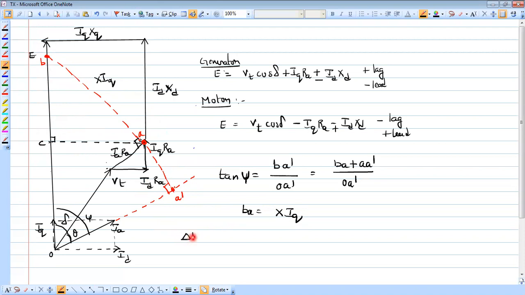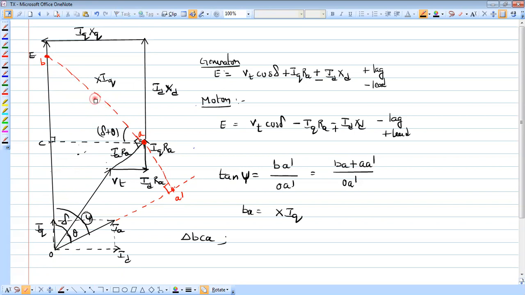So from triangle BCA, what is this angle? This CA is a line perpendicular to E, right? It is perpendicular to E, CA. And this BA is a line perpendicular to Ia. So the angle between E and Ia is the angle over here. The angle between E and Ia is psi, right? So psi means delta plus theta. So that will be the angle over here. Okay.